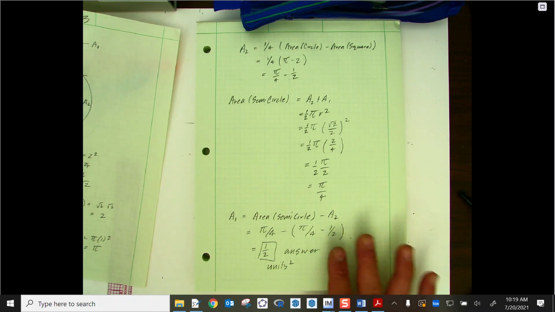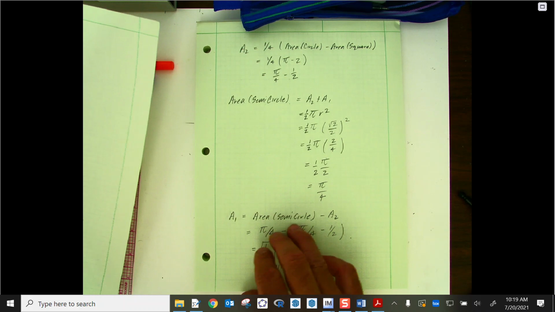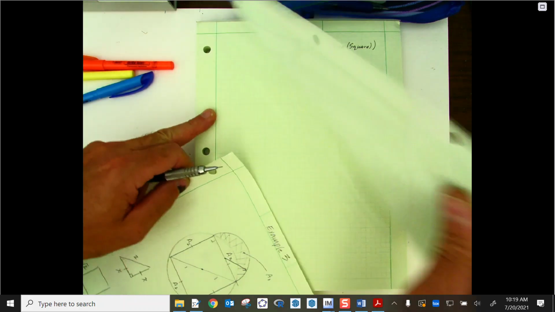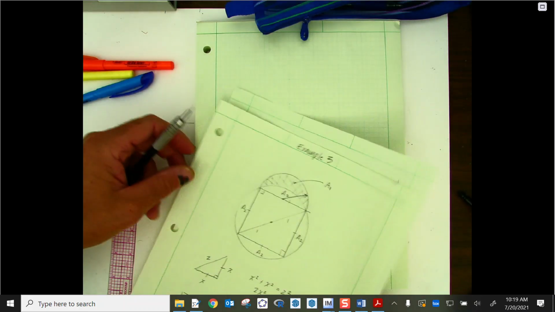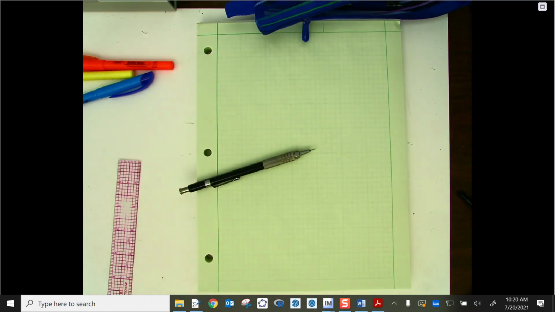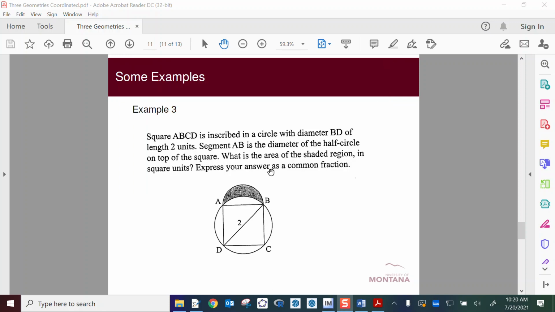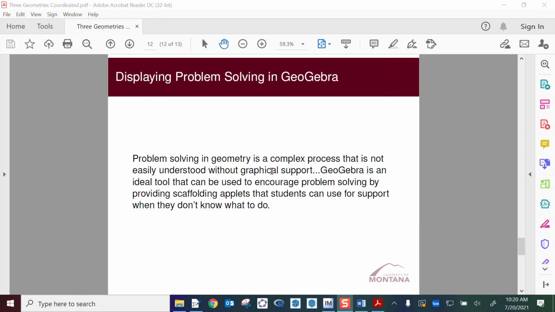Again, not a ton of synthetic geometry here. I didn't really prove something. So there it is, the third example. Let's put that away. And let's just do a little bit more time here. I'm nearing an hour and hoping to end shortly.